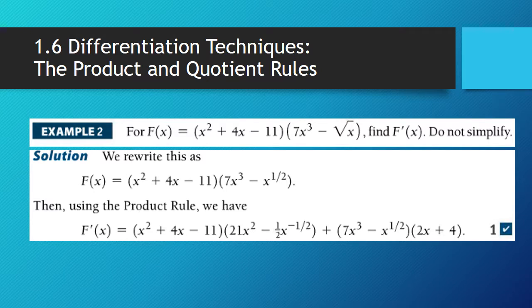Okay, the first thing they did was they rewrote the square root of x as x to the 1/2, and once you've done that, you're good to go. So we have x squared plus 4x minus 11, which is the first function, times the derivative of the second, which is 21x squared minus 1/2 x to the minus 1/2, plus, now we do the second function, 7x to the third minus x to the 1/2, times the derivative of the first, which will be 2x plus 4, and that's all we need to do with that.